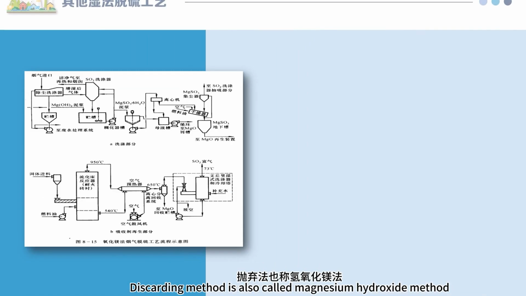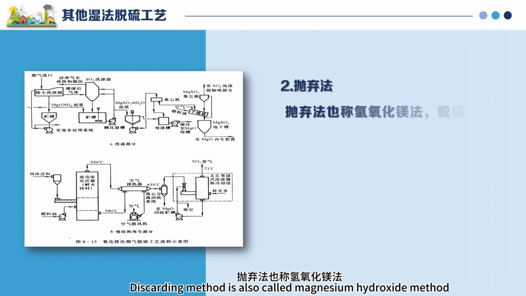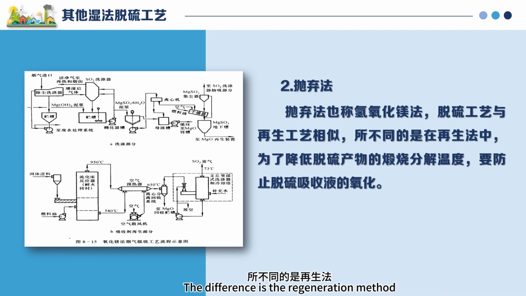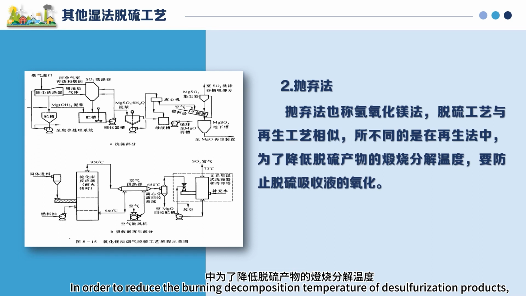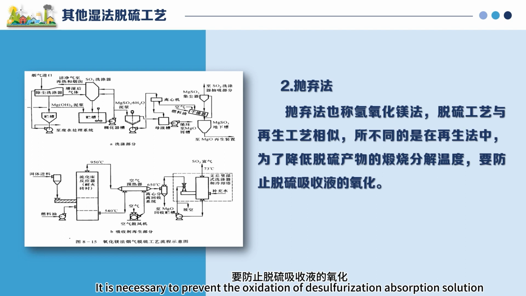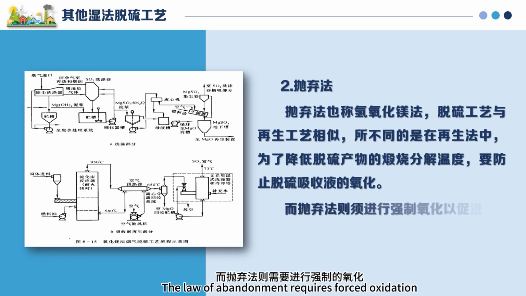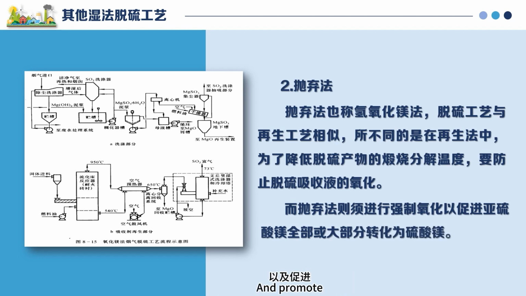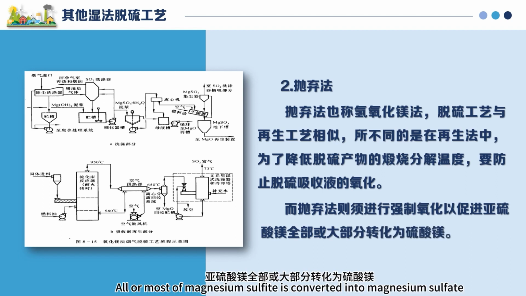Second, the discarding method is also called the magnesium hydroxide method. The desulfurization process is similar to the regeneration process. The difference is, in the regeneration method, in order to reduce the burning decomposition temperature of desulfurization products, it is necessary to prevent the oxidation of the desulfurization absorption solution. The discarding method requires forced oxidation, and promotes almost all magnesium sulfite being converted into magnesium sulfate.